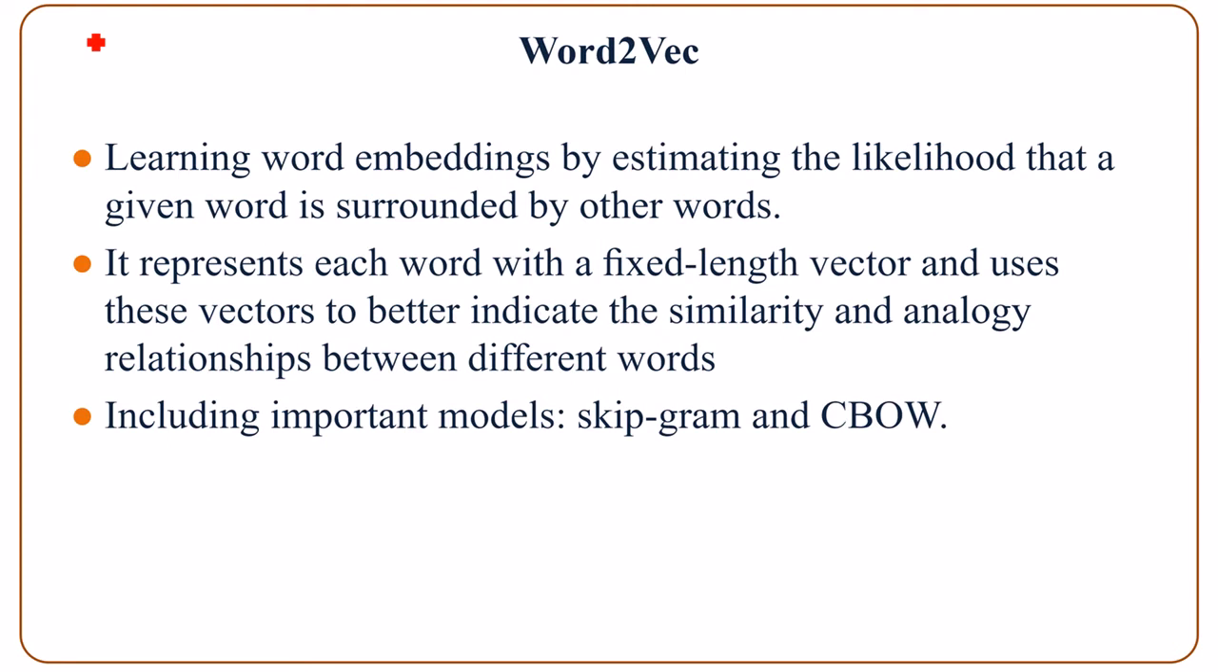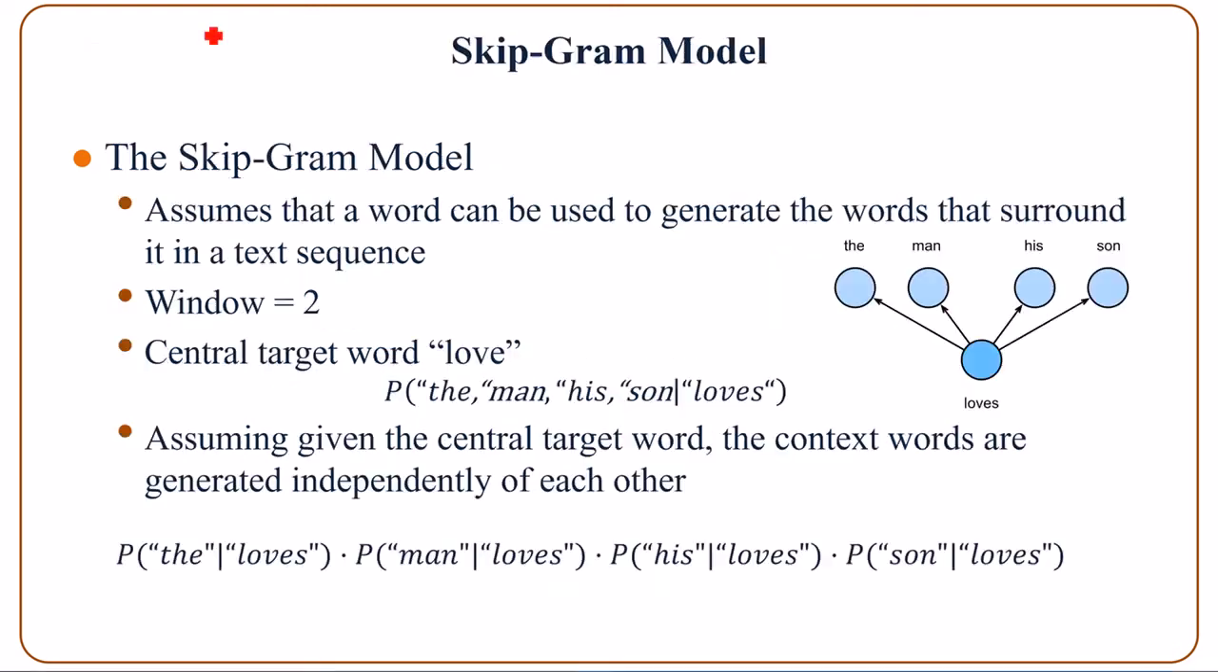So word2vec came out to help with the problem. It represents each word with a fixed-length vector and can better indicate the similarity and analogy relationships between different words. There are two important models, skipgram and CBOW. We will look at the models in the next slide.